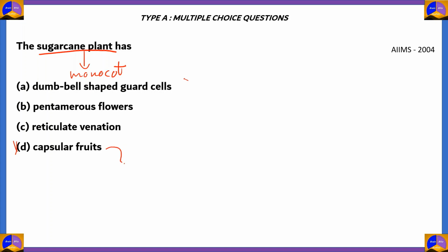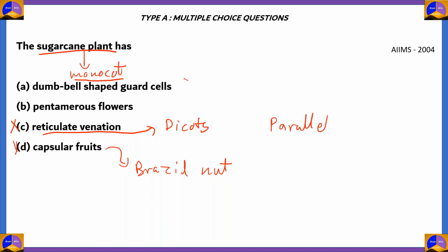The example for capsular fruits, which are pretty rare, is Brazil nut, which is not another name for sugarcane. So option D is incorrect. Option C, reticulate venation. I told you that a sugarcane is a monocotyledonous plant. So therefore, option C is incorrect. Reticulate venation is found in dicots, while monocots have parallel venation. So sugarcane has parallel venation.